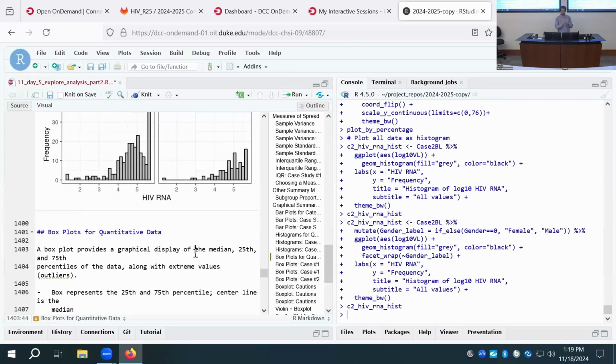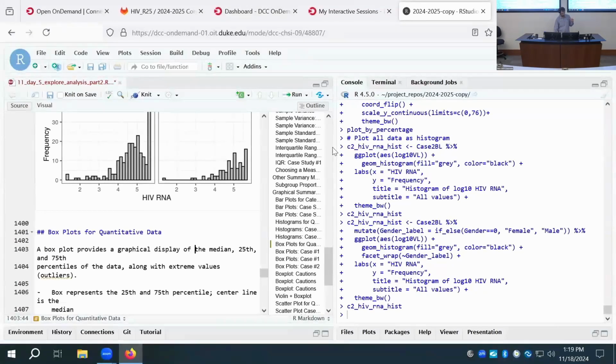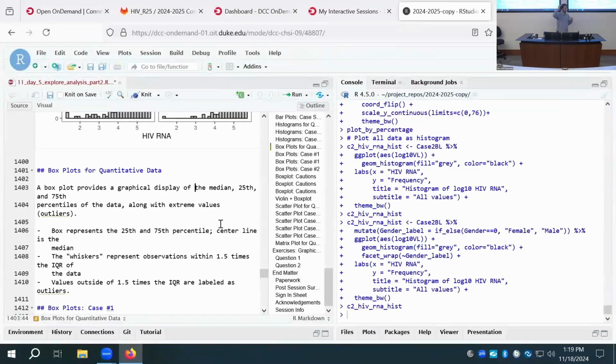Okay. All right, so next up, box plots, or whisker plots, as people call them. This is going to be a graphical display, and it shows the median, the 25th and 75th percentiles of the data, and extreme values. So the boxes represent the 25th and 75th percentile. The center line is the median. And then the whiskers are going to be 1.5 times the IQR. So remember, the IQR, interquartile range, is the 0.75 minus 0.25. And values outside of 1.5 times are often marked as outliers.